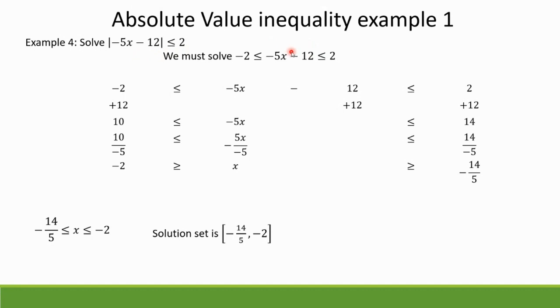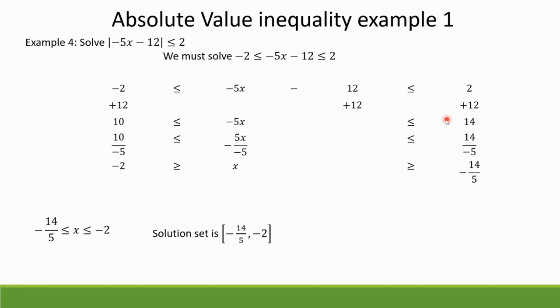Okay, it's not so bad. You just have to get x all alone in the middle. All right, so let's add 12 to both sides. We'll do that first. Doing so, we get 10 less than or equal to negative 5x less than or equal to 14. Okay, we get that.